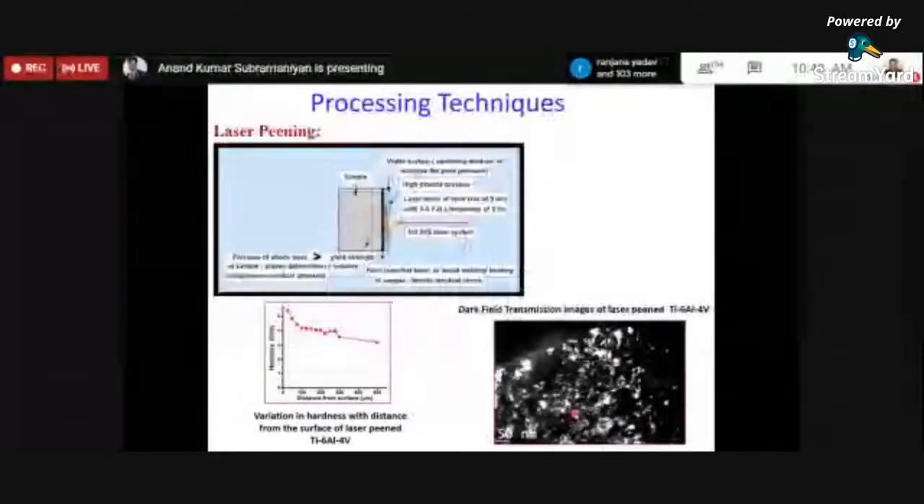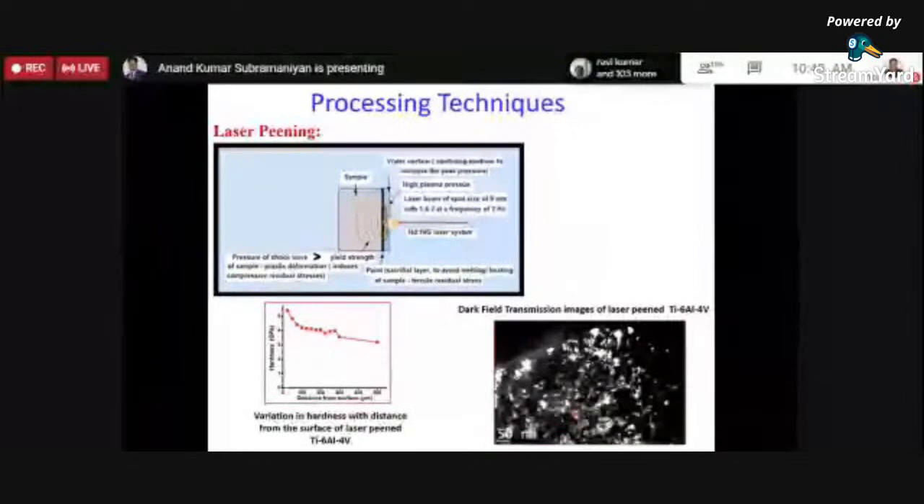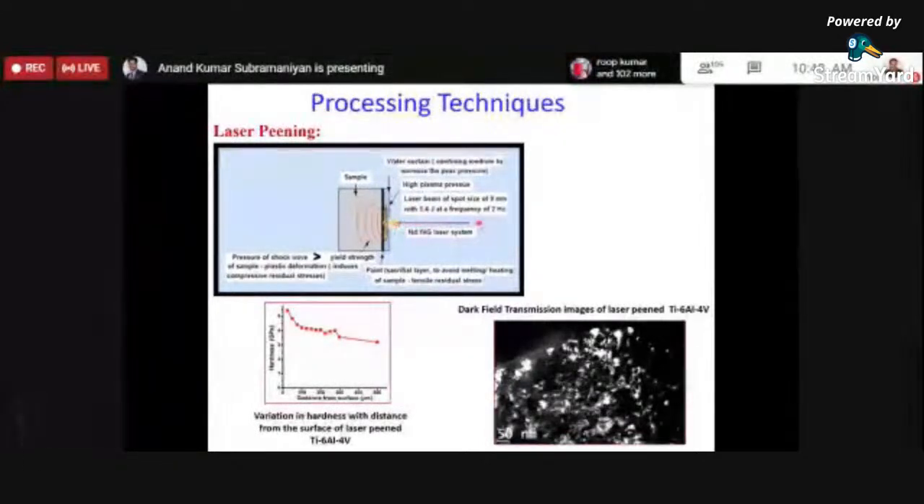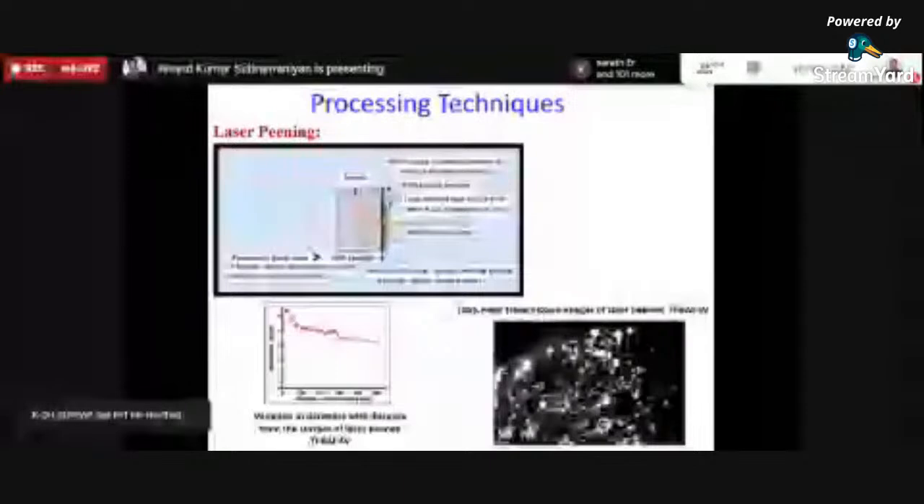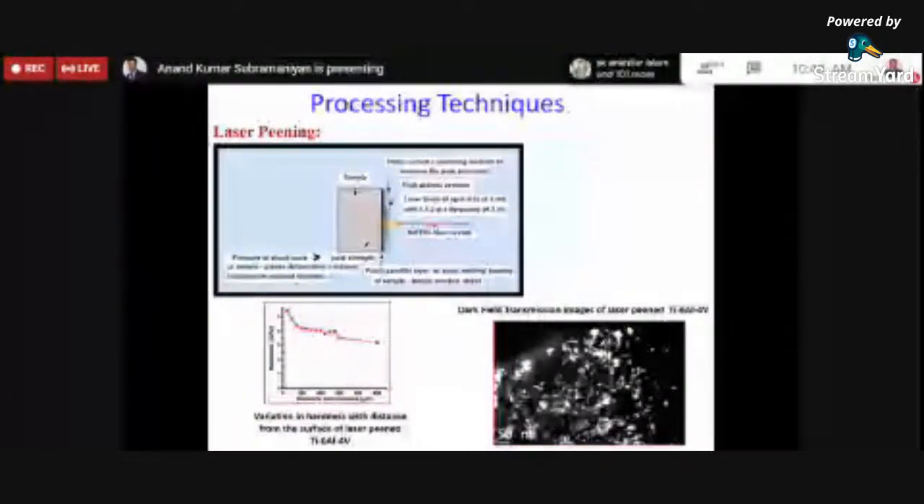And there is another technique called laser peening, right. This laser peening also comes under the category of severe plastic deformation. Typically in this process, people irradiate the metallic part or component with a very high laser radiation. And before doing that, certain preparation of the sample has to be performed. One is we need to have what is called the sacrificial layer.